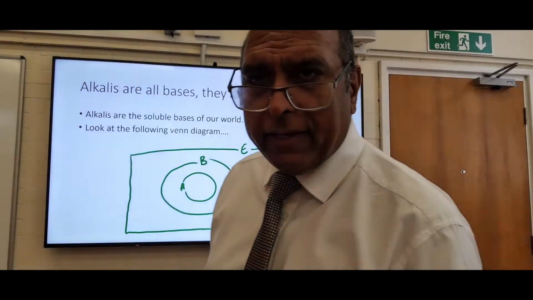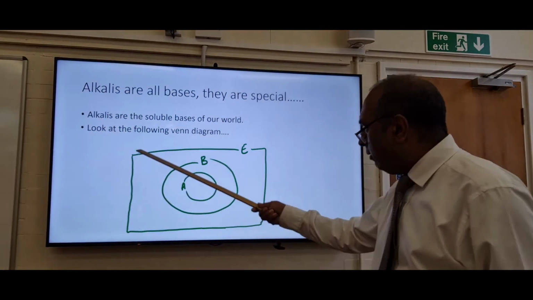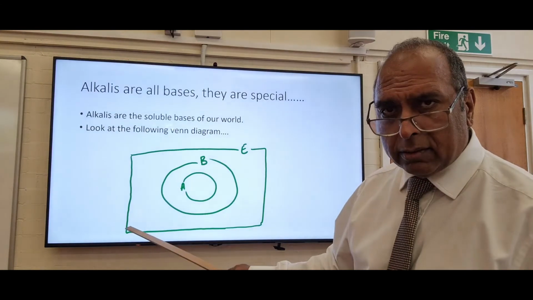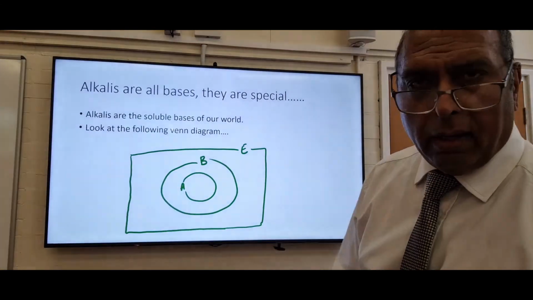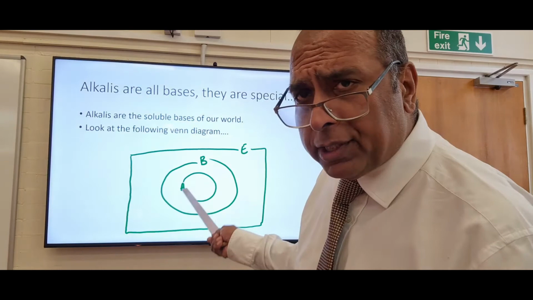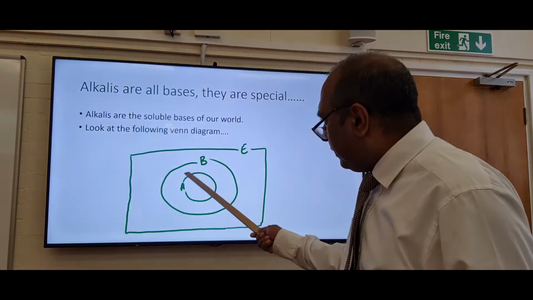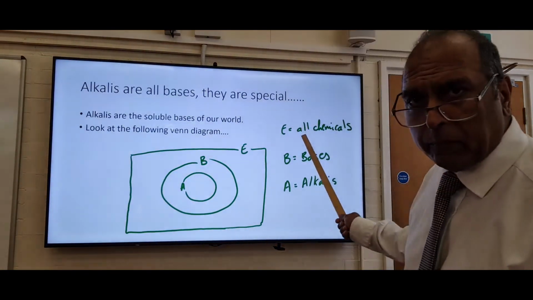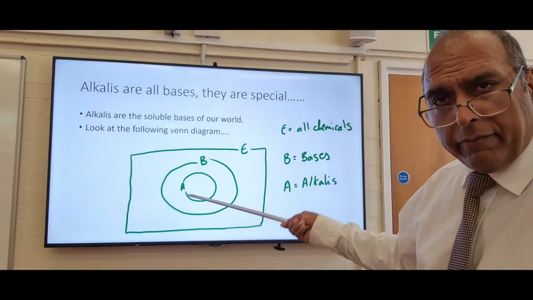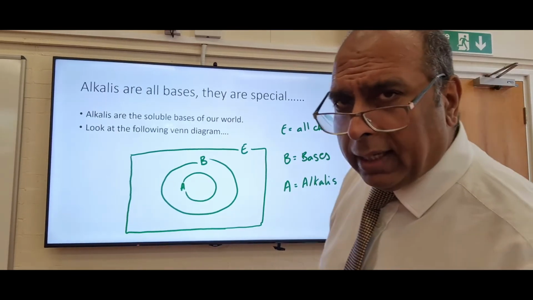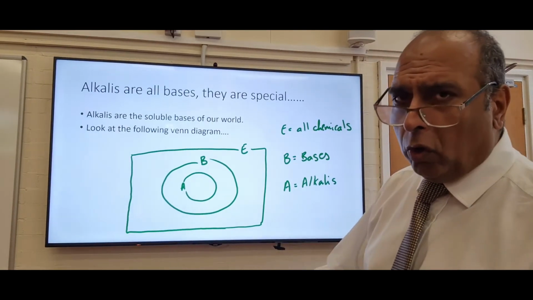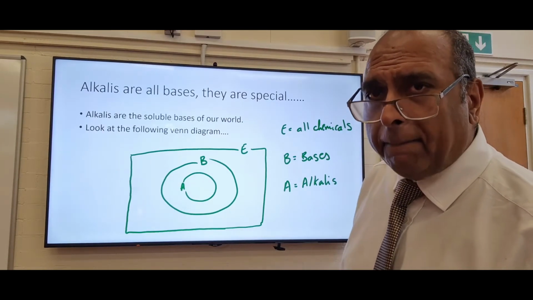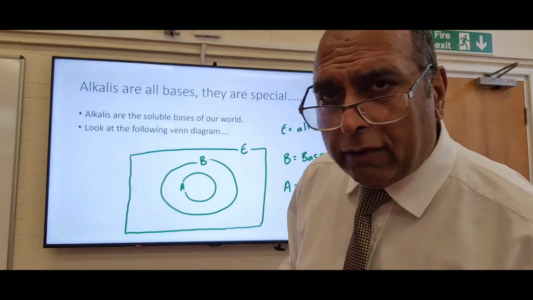Now, I like to show that in a Venn diagram. So here, we've got the universal set E, which is all chemicals of our world. The bases are clearly a subset of all chemicals, and the alkalis are a subset of the bases. With a key there, you should understand that representation, that all alkalis are bases, but not all bases are alkalis. The alkalis are special bases because they are the ones that dissolve in water.